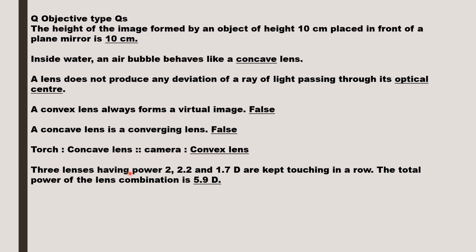There are three lenses having power 2 diopter, 2.2 diopter and 1.7 diopter. They are kept touching in a row. So the total power of the lens combination will be, when the lenses are touching each other, the total power of their combination is given by the formula P is equal to P1 plus P2 plus P3, because here there are three lenses. So P will be equal to 2 plus 2.2 plus 1.7 diopter, which is equal to 5.9 diopter.